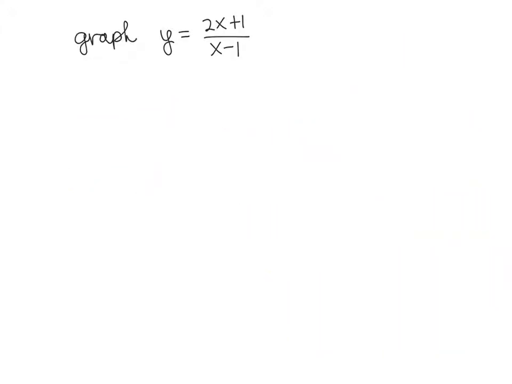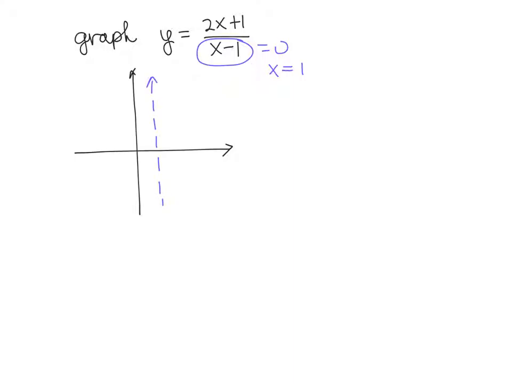Let's graph y is equal to (2x plus 1) over (x minus 1). On this rational function, we know we're going to get a horizontal asymptote and a vertical asymptote. The vertical asymptote is when the denominator is equal to 0. So we know when x is equal to 1, that's where the vertical asymptote is going to be. Again, asymptotes are like a line, so you can't just say 1, but you want to write that into an equation: x is equal to 1.